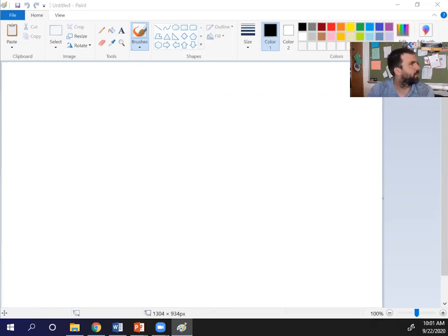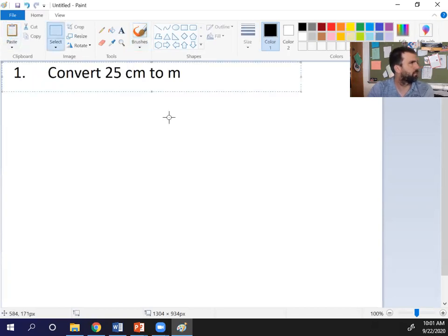All right, so our first example, let me find my mouse before I get my first example. I'm going to convert 25 centimeters to meters. 25 centimeters to meters.